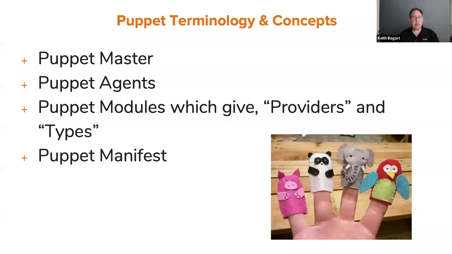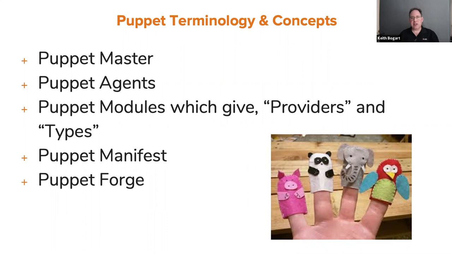And then the Puppet manifest, that is the scripting language that you create that says, make sure that every router has OSPF with this area. Every router has this access list with this name and these lines in it. That's your Puppet manifest.